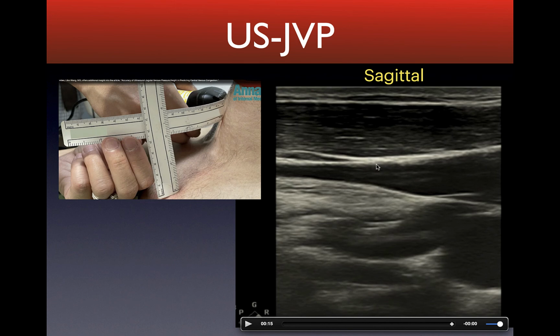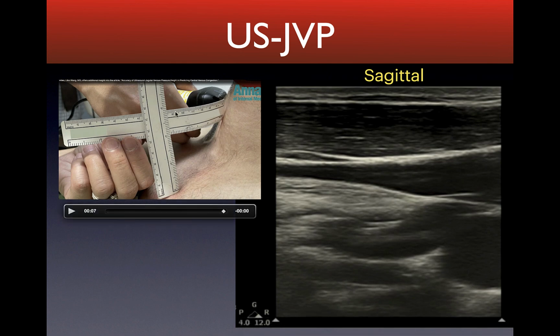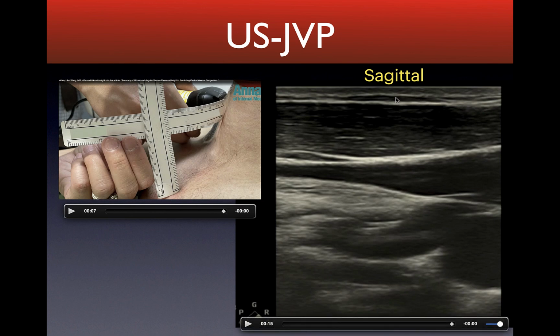So you look at where this lines up with the probe on the patient's skin, and then you do this same measurement where you're measuring from the edge of the probe down to the sternal notch. Just make sure that in this view, you want to be measuring from the middle of the probe, right about here, and not from the lower edge or the upper edge, because then you'll be off from your estimation.